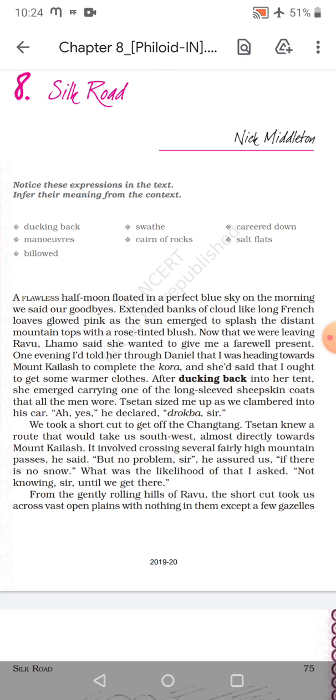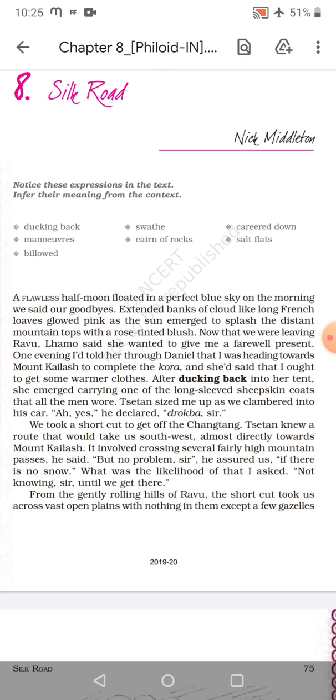Extended banks of cloud like long French loaves. Now he said extended banks of cloud. You could see the clouds there in the sky, and the clouds were looking like long French loaves. Now loaves, you must have seen loaves of bread. So long French bread is also like that, the loaf is also a big one, and the clouds were looking like that, long French loaves.